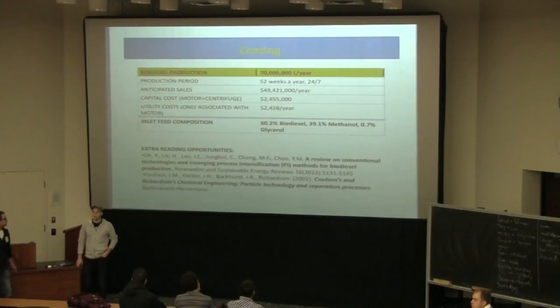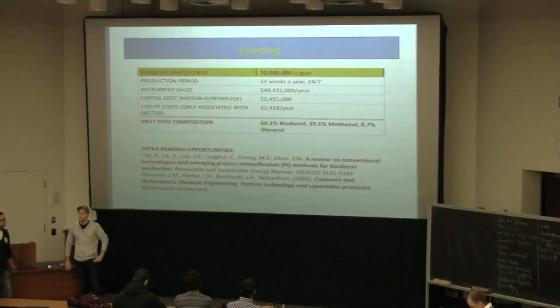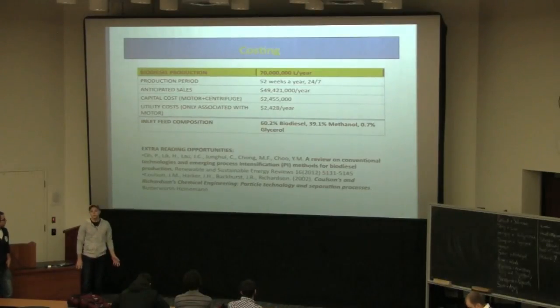Since contaminants aren't as much of a concern for combustion use, we could use a tubular bowl centrifuge instead of a disc bowl, saving money in that sense. Also, we sized our unit for 70 million liters of biodiesel per year. That would make us $49 million in sales at the current price with tax incentives.